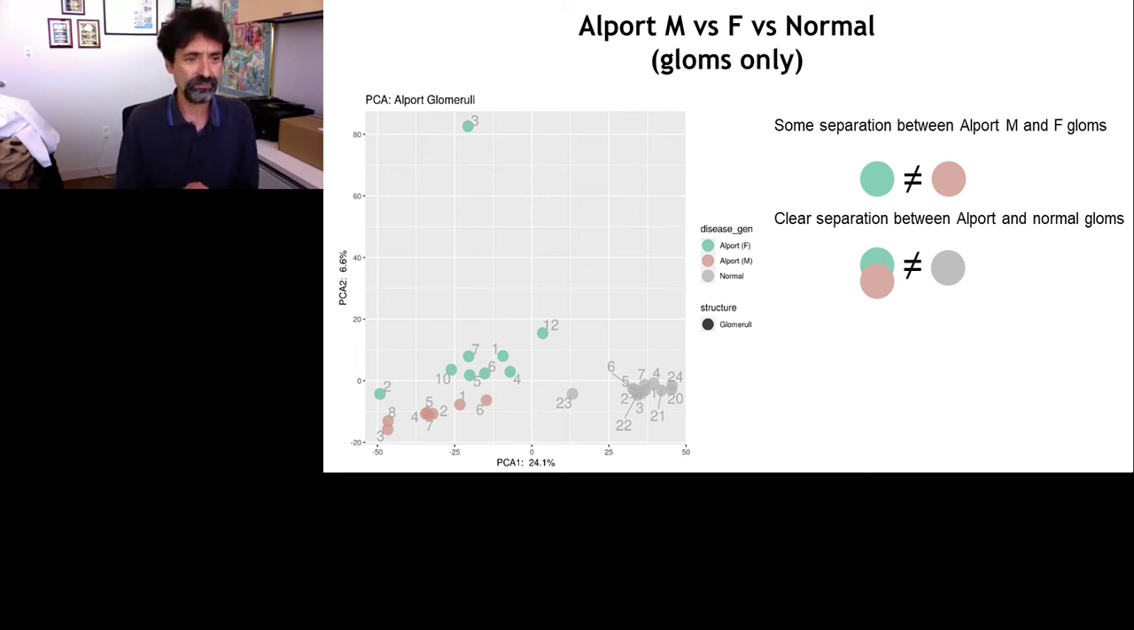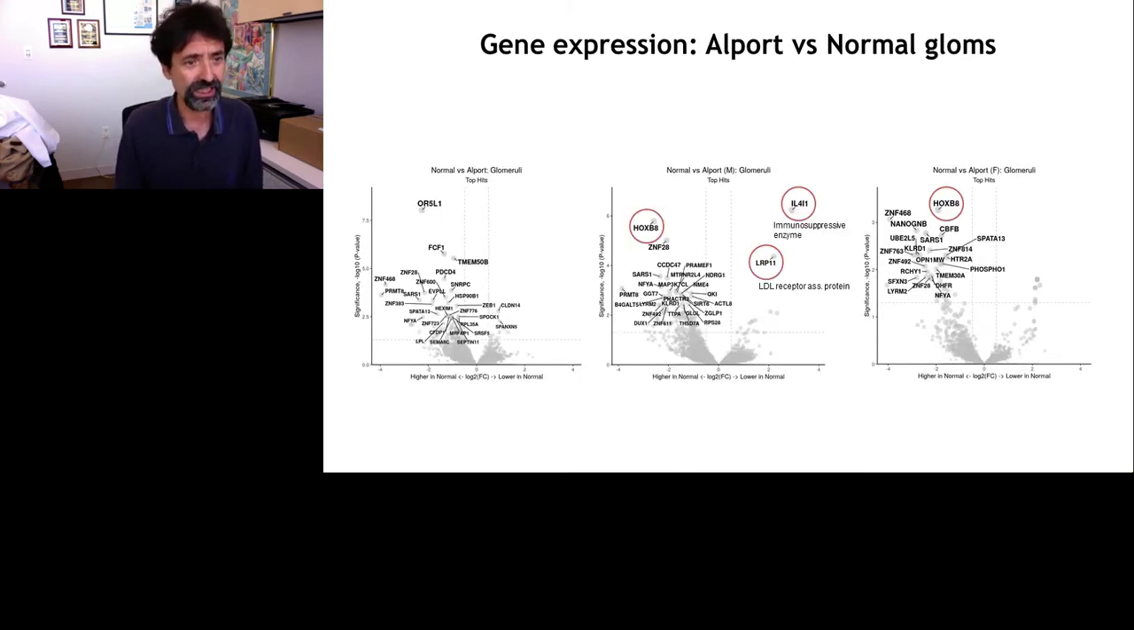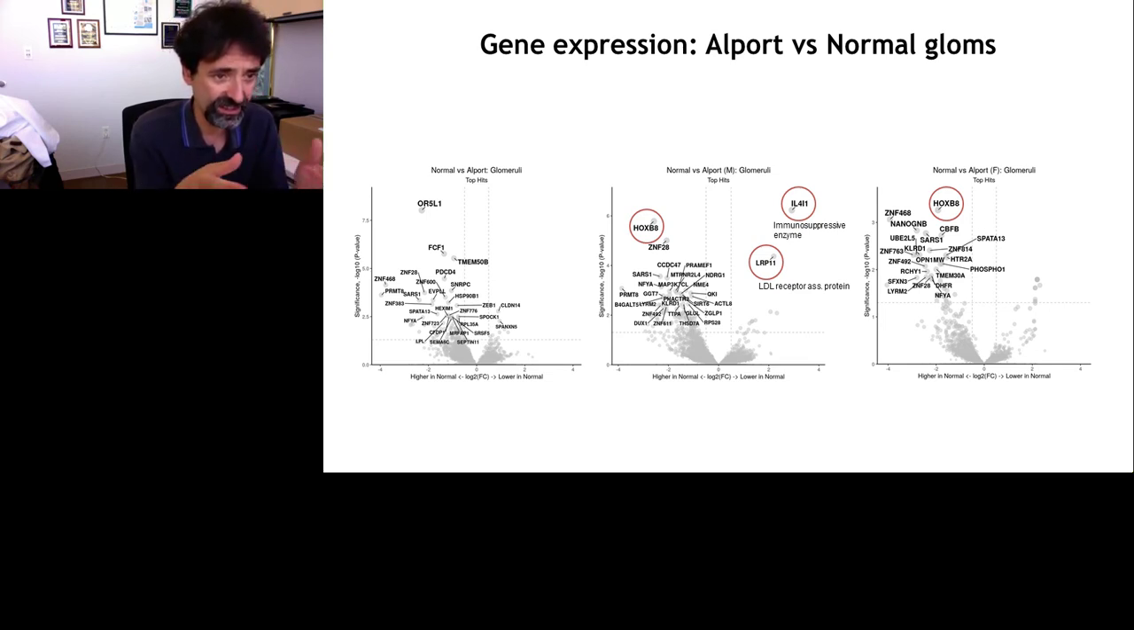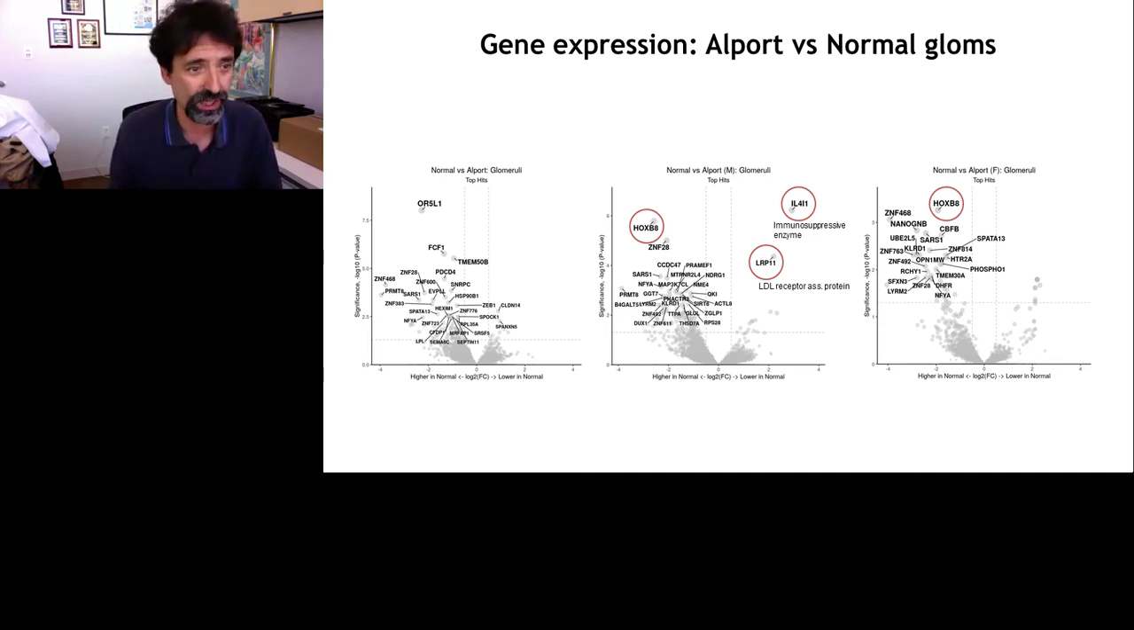And next we did these volcano plots that allow us to define the differences in the expression of genes. So on the x-axis, we have the fold change. The more they are on the left or on the right side, the higher is the difference in the expression between the normal versus the Alport glomeruli. And on the y-axis, we have the statistical significance. So the ones that we have in the top left and top right are the genes that are more differentially expressed between normal and Alport syndrome.